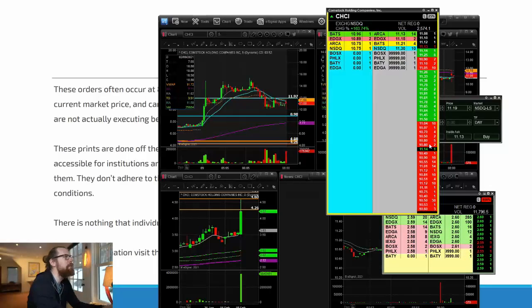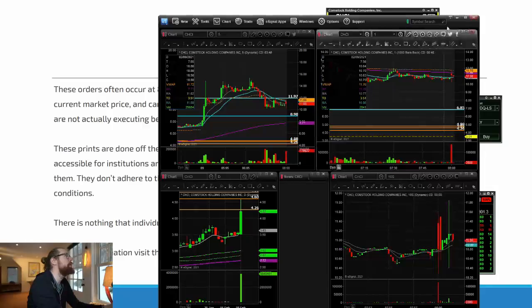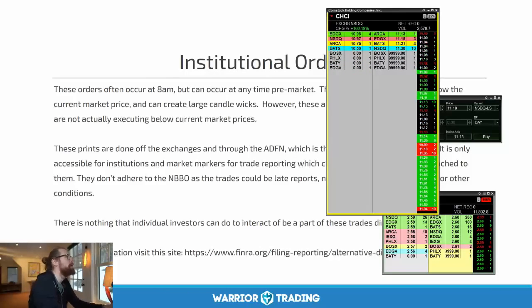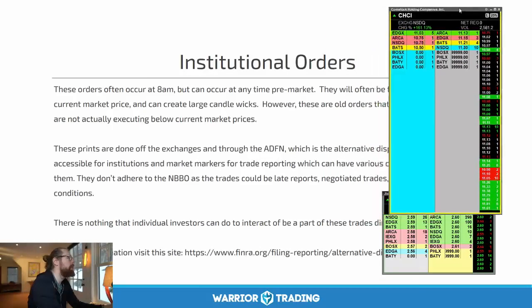It almost never occurs during regular trading hours. During regular trading hours, we don't usually see prints out of sequence. We have a couple of times, but it's not common. So usually once the market opens, this isn't an issue, but it is an issue pre-market.